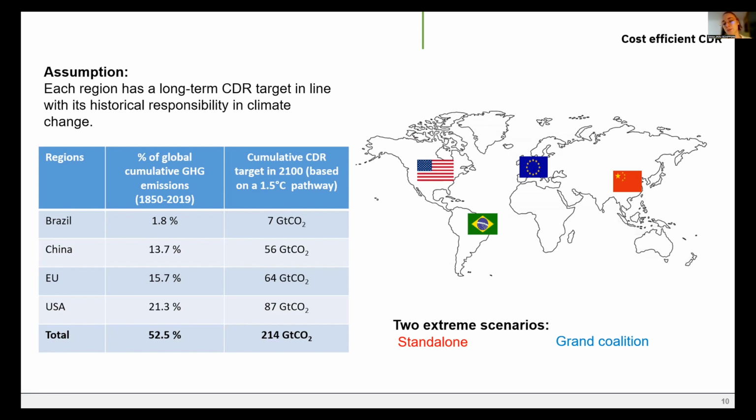And then we looked at 2 extreme scenarios. One where each region reaches its own carbon dioxide removal target on its own, only with domestic resources. That would be the standalone scenario. And one scenario that we call the Grand Coalition, where all 4 regions put their CDR targets together and deploy CDR cooperatively to reach their joint target of 214 gigatons of CO2 cumulatively by the end of this century.